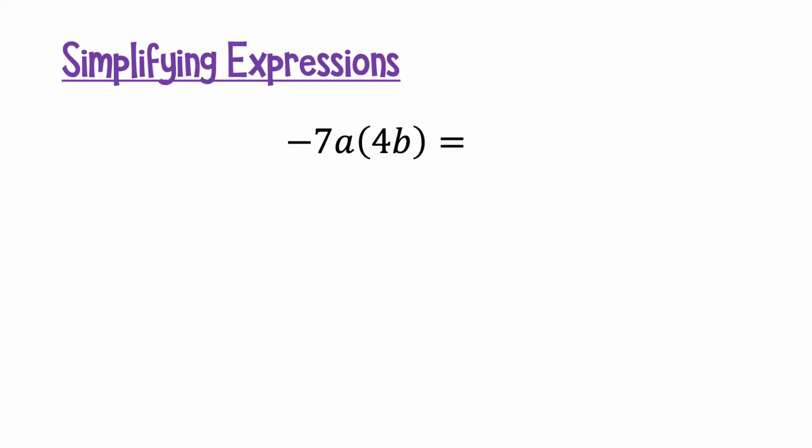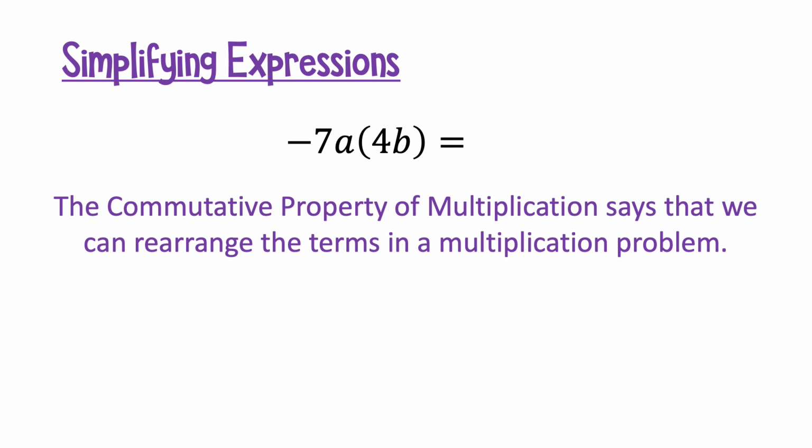If we simplify this expression, it says negative 7a times 4b. If we have 4 numbers being multiplied together, we can rearrange the numbers to combine like terms. In other words, the commutative property of multiplication says that we can rearrange the terms in a multiplication problem and it will still have the same value.